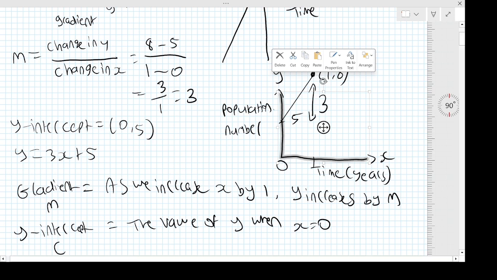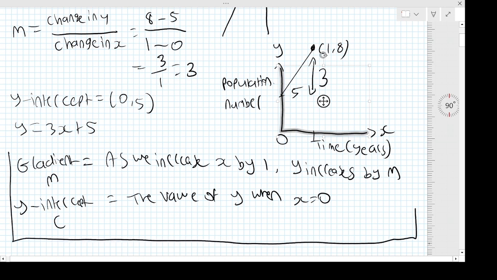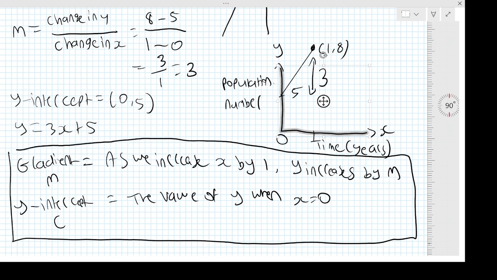But that's essentially these two ideas of gradient and y-intercept. You will be expected, and we will see questions in a minute, to relate the gradient and the y-intercept to describe it in terms of a real life situation, because there is a real life meaning behind these two ideas.